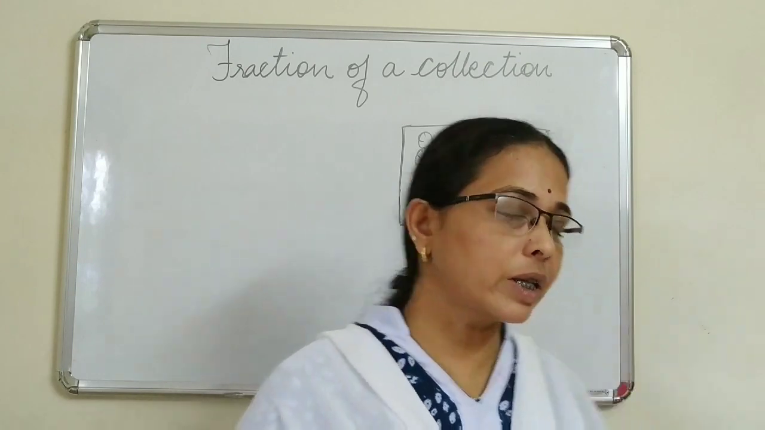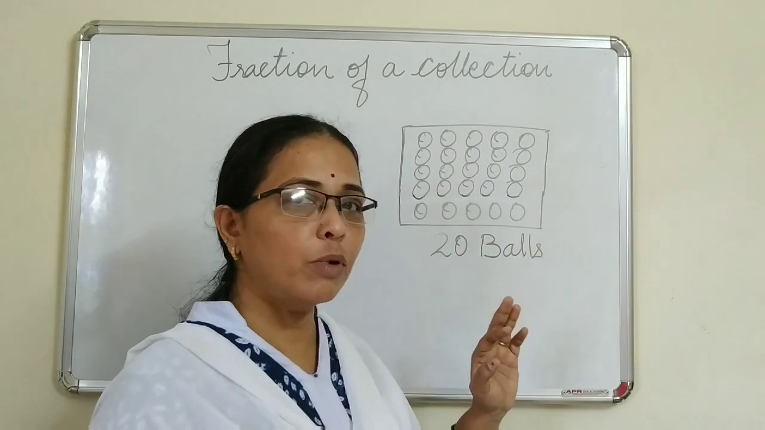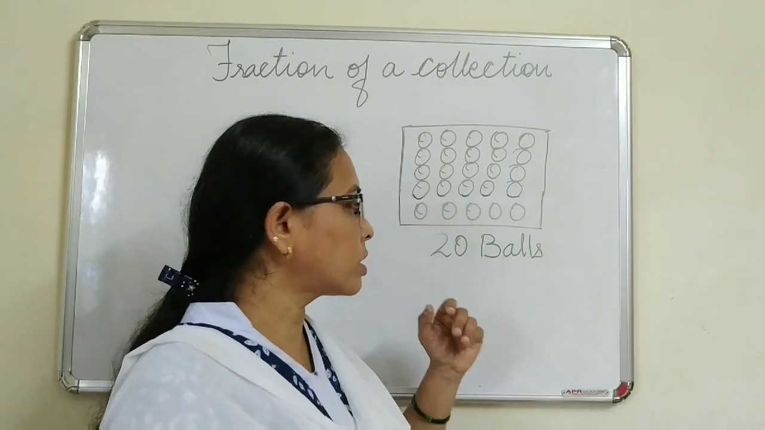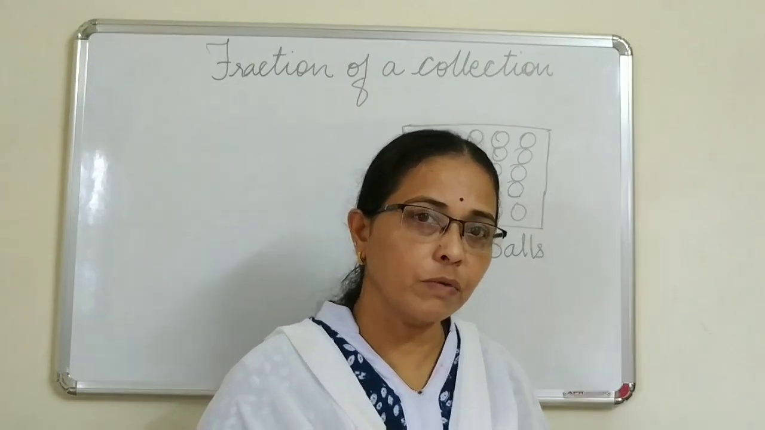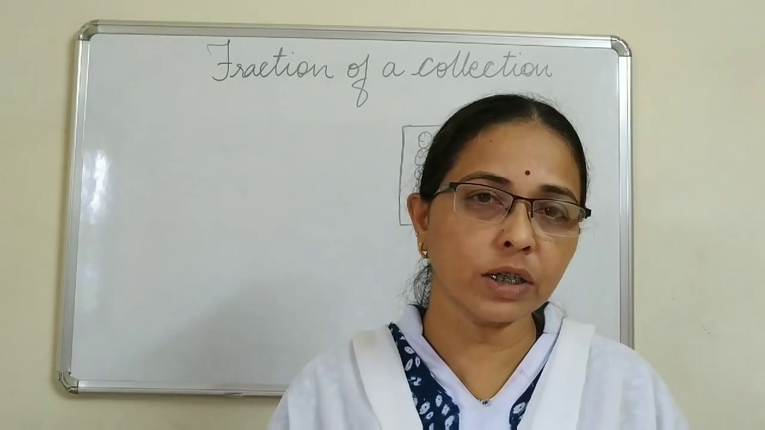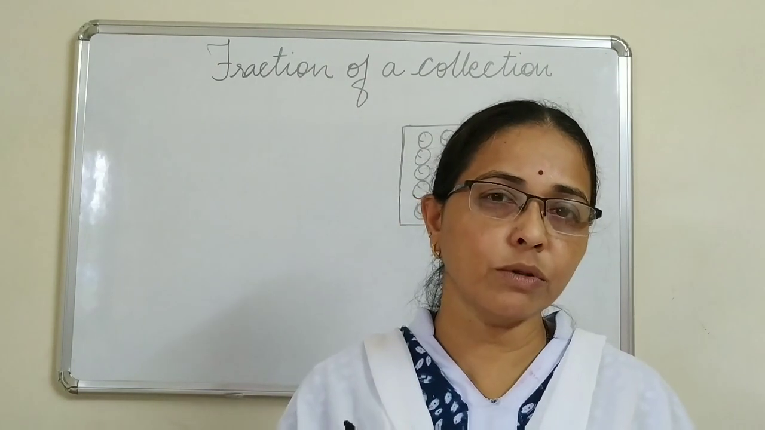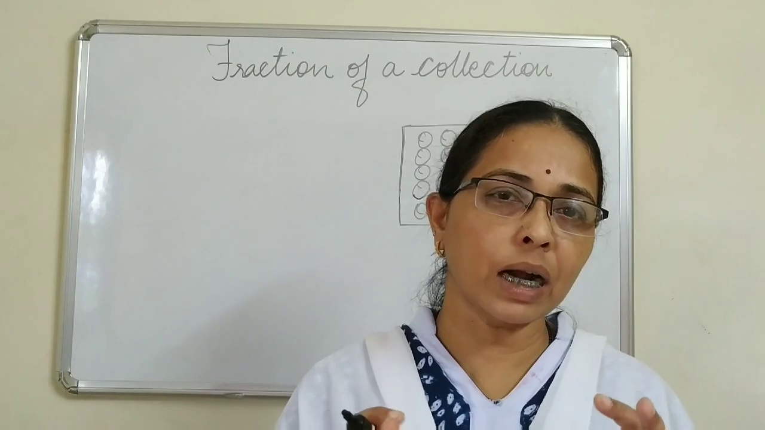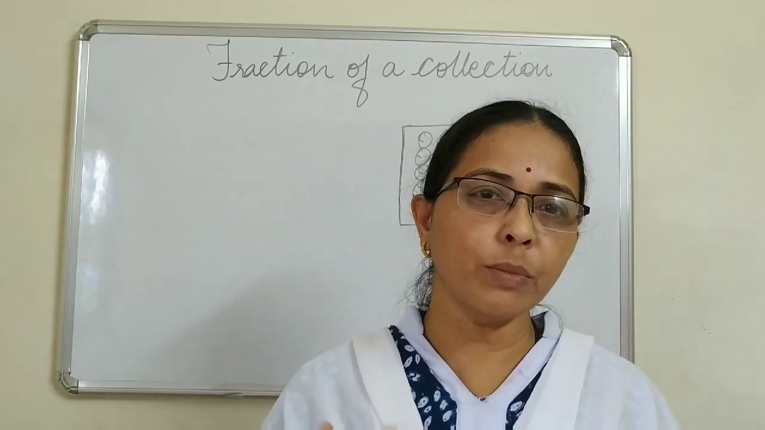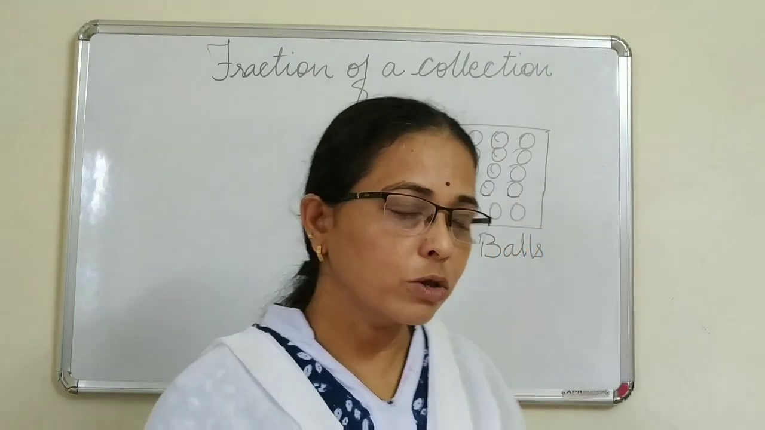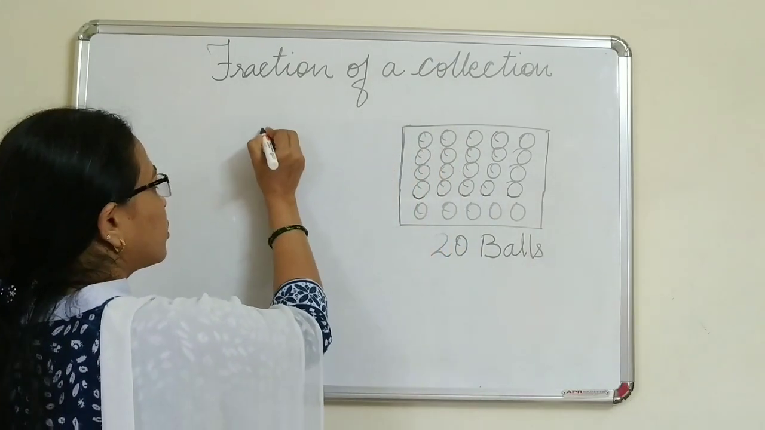So same example here, there are 20 balls in a box, and I ask you to give me 1/4 from there. You will not cut the ball and give me only 1/4. I ask you to give me 1/4 part from that 20. So how many balls are you going to give me? So what we have to give? 1/4 of 20.